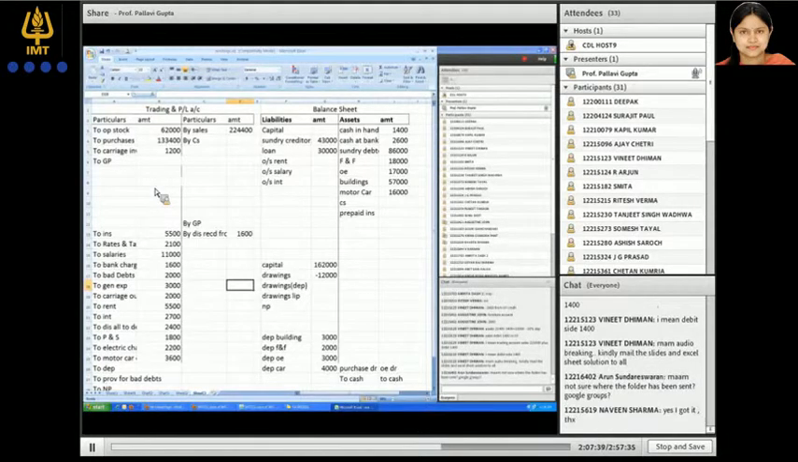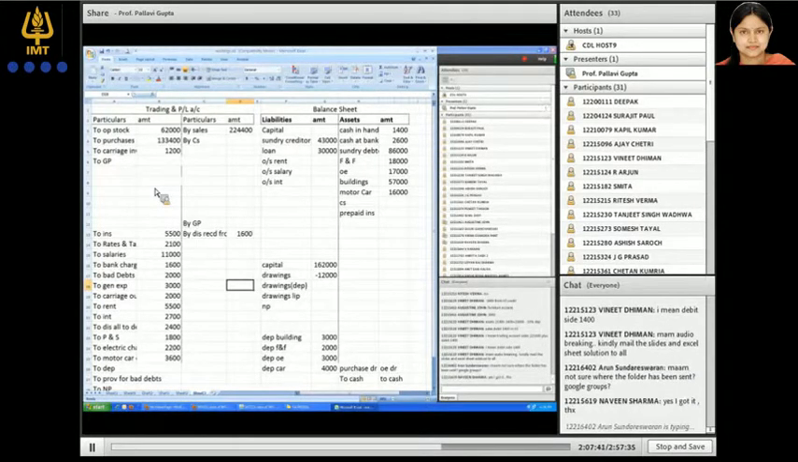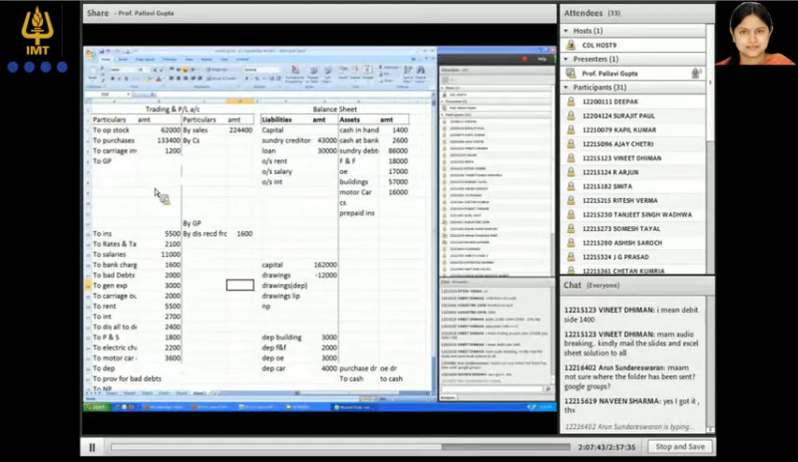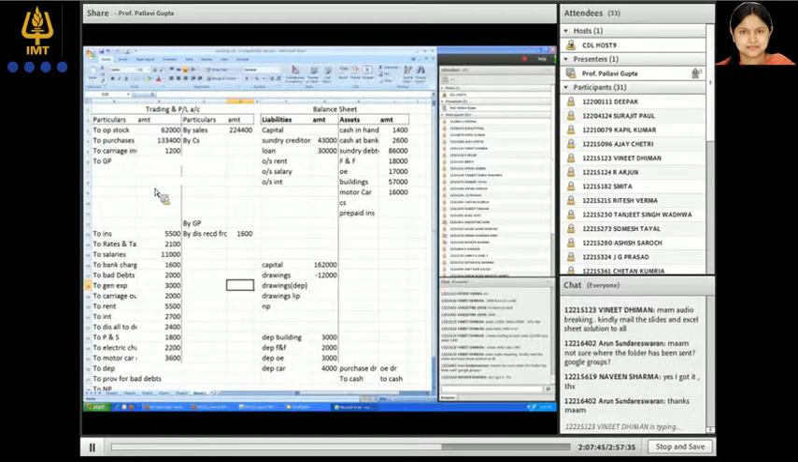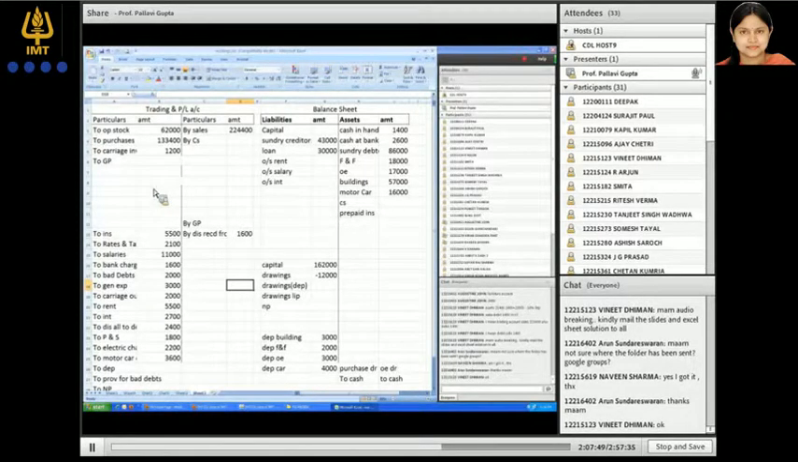Let's come to the second adjustment, value of the stock, closing stock. The entry would be closing stock debit to trading account. So closing stock debit will come in the balance sheet 44,000 and the credit as packed will go to the trading account.